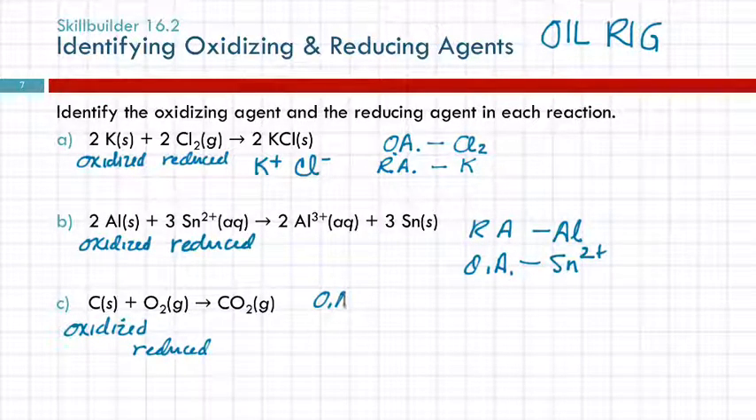So who's the oxidizing agent? The one that's being reduced, the O2. And the reducing agent is the one that's being oxidized, the carbon. When you have a reaction like this where you have oxygen being involved, oxygen is always the oxidizing agent. Any questions? Sorry I had to lay that on you.